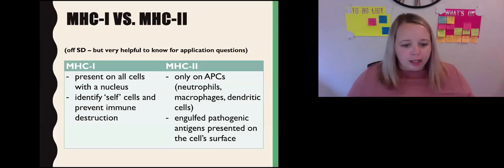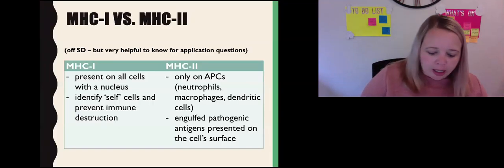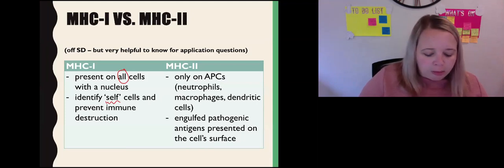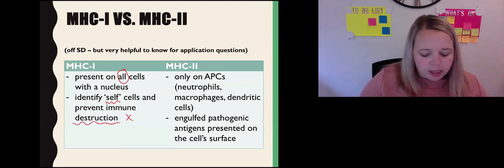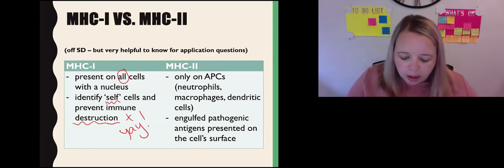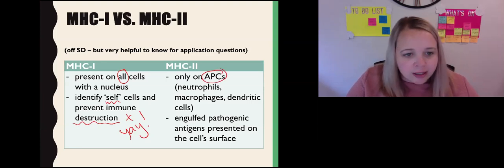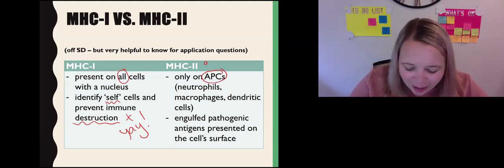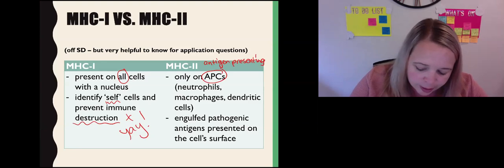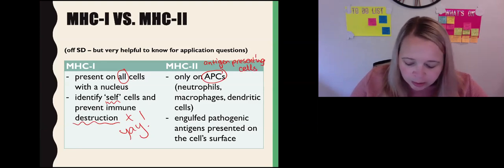So here's a little summary. We've got here, they're present on all cells, the MHC1, but they identify our self cells so our immune system doesn't destroy them. Yay! The MHC2s are only on APCs. So APCs is the nice short way of writing antigen presenting cells. And we've got some examples here.